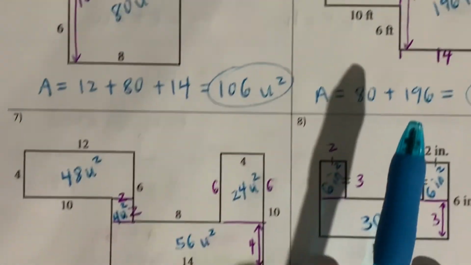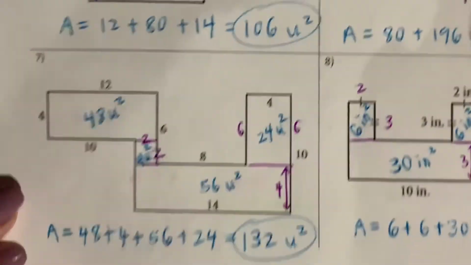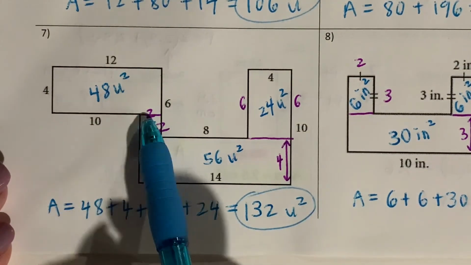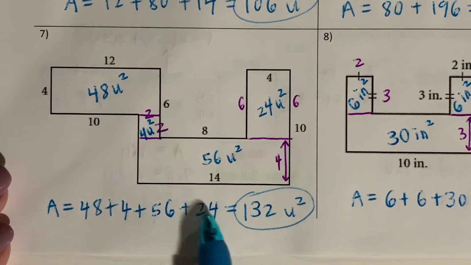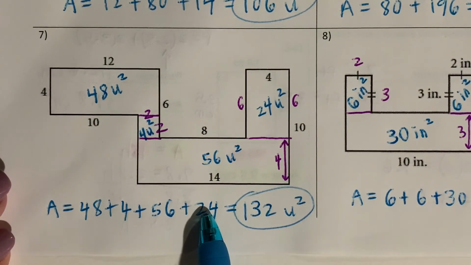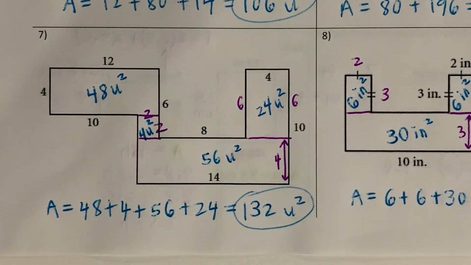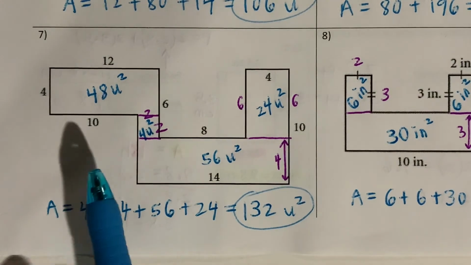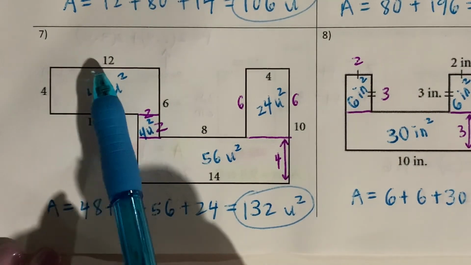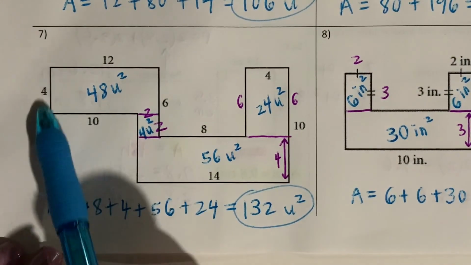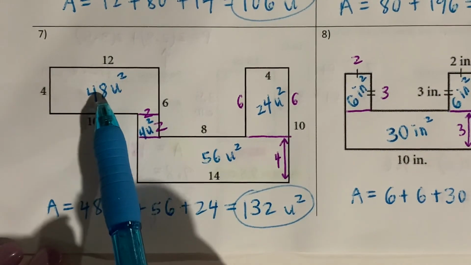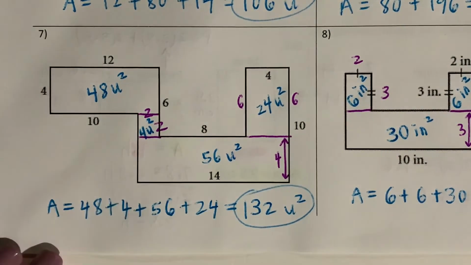U-try 7 was the most challenging because I split it up into 4 different smaller areas and added up those 4 smaller areas. There were different ways you could split up the figure. I guess let's start up here. So I started and I noticed that my base and my height, 12 times 4, I had 48 square units.